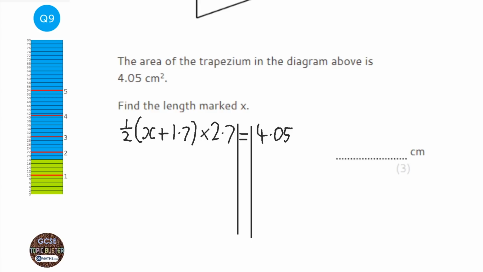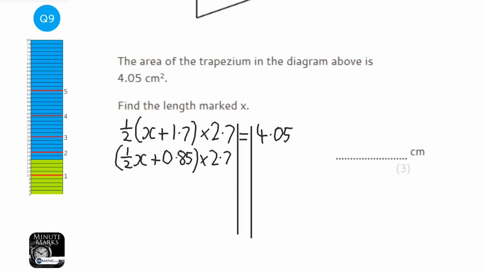Now on the left hand side, let's have a think what I can do. Well, I can expand that bracket, so it becomes half x plus, and I can use my calculator here, I'll probably do it in my head, 0.85, and we're going to times that by 2.7, so we're going to expand it again by timesing both of them by 2.7, so 0.5 times 2.7 is 1.35 x plus 0.85 times 2.7, which is 2.295.